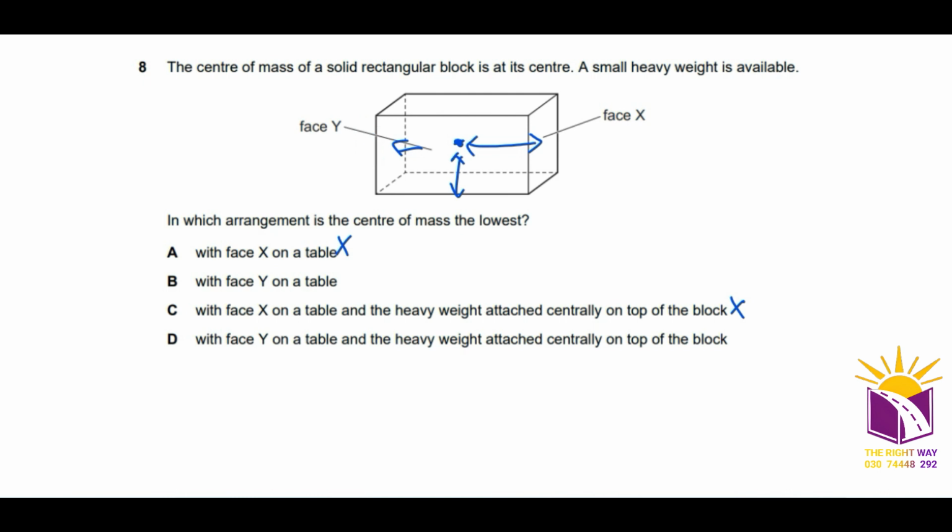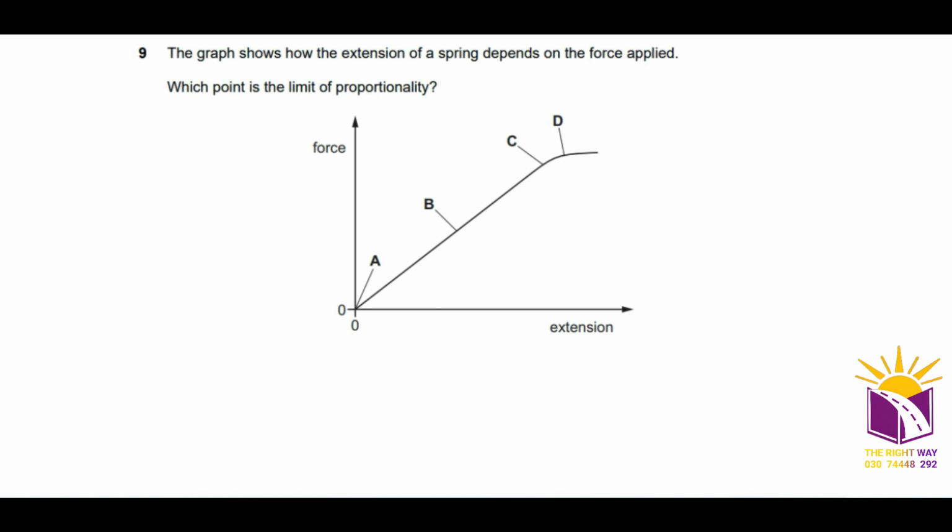Same for the other. Why? If mass is placed over here, the center of mass will change from here to somewhere upside because more mass is concentrated on the upper side. So this is also wrong. So which option is right? B. With face Y on the table, the center of mass will be lower. Yeah, lowest.